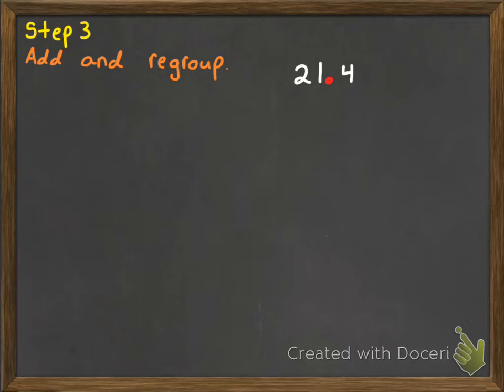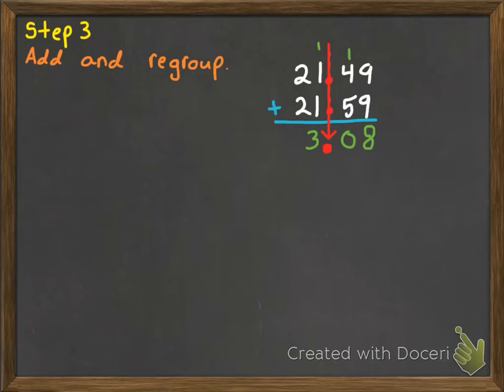So 21 and 49 hundredths plus 21 and 59 hundredths. My decimals are lined up from step 1. I brought the decimal down from step 2. And step 3 is to just add. So 9 plus 9 is 18. I'm going to write the 8 and regroup the 1. 1 plus 4 is 5, plus 5 more is 10. So I write down my 0 and regroup my 1. 1 plus 1 plus 1 is 3. And 2 plus 2 is 4. So my final answer is 43 and 8 hundredths.